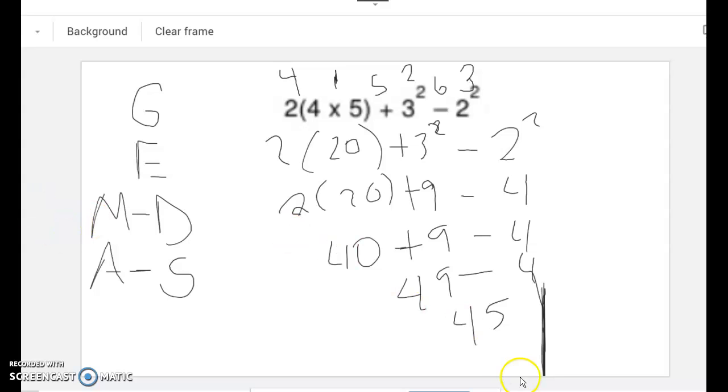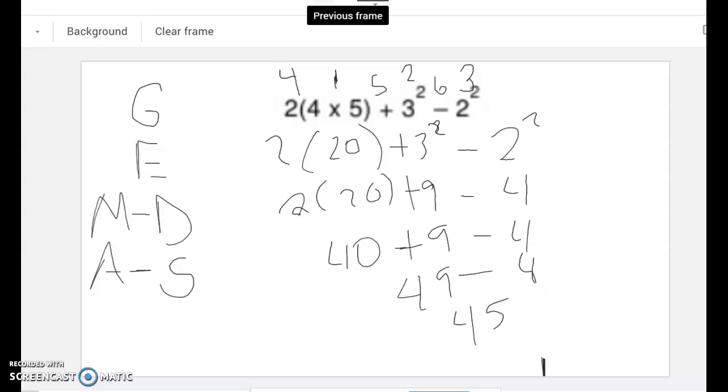So if you didn't get 45, you have to ask yourself, where did I mess up? Did I do something before? Did I recognize that this was multiplication? A lot of people don't recognize that a number next to a parenthesis is multiplication, and you want to multiply and divide before you add and subtract. That's super important. So 2 times 20 is going to give you 40, plus 9 is 49, and then you subtract. Addition and subtraction is from left to right.